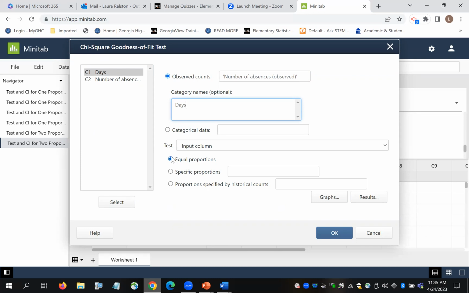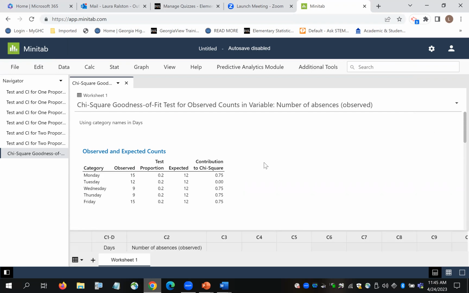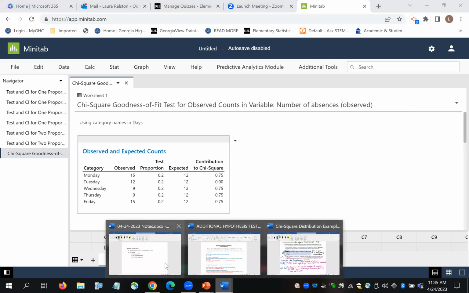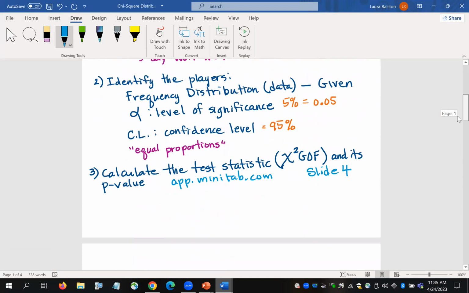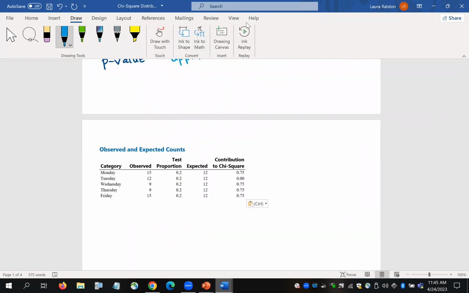Now, in this particular test, it does not ask you for the level of significance. I don't have to enter that. Once I've told it where the observed counts are, where the categories are, and the fact that I'm doing equal proportions, I'm good. I'm going to click OK. Now, I want to show you a couple of things from the results. I mentioned a minute ago that Minitab calculates the expected frequencies or expected proportions.